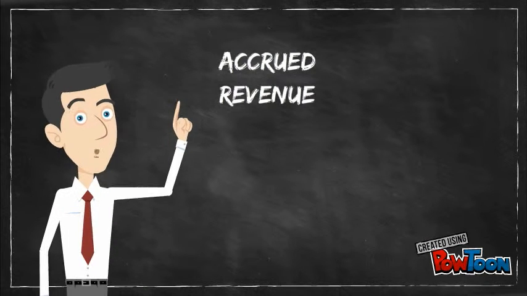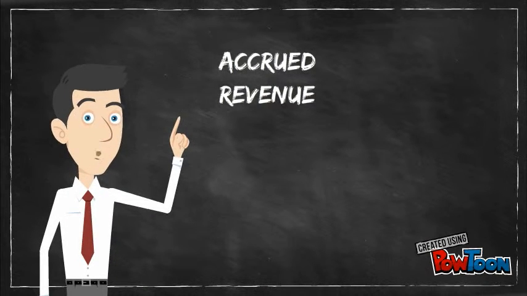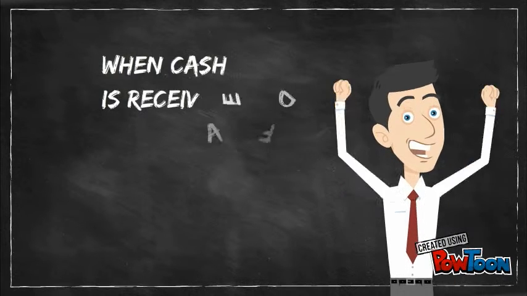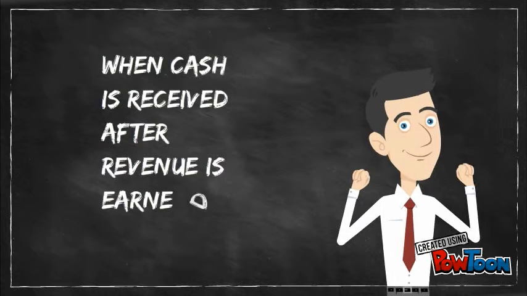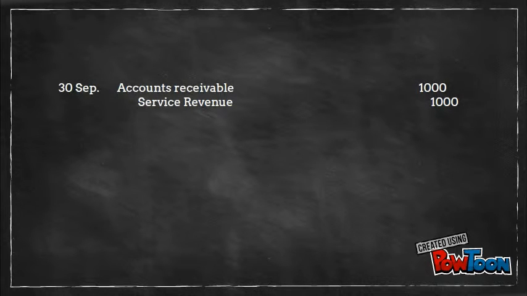This is an accrued revenue. An accrued revenue is when cash is received after revenue is earned. Now to illustrate a more detailed example in an actual revenue adjustment, suppose an accounting firm agrees to provide a service to a client for a $1,000 fee.